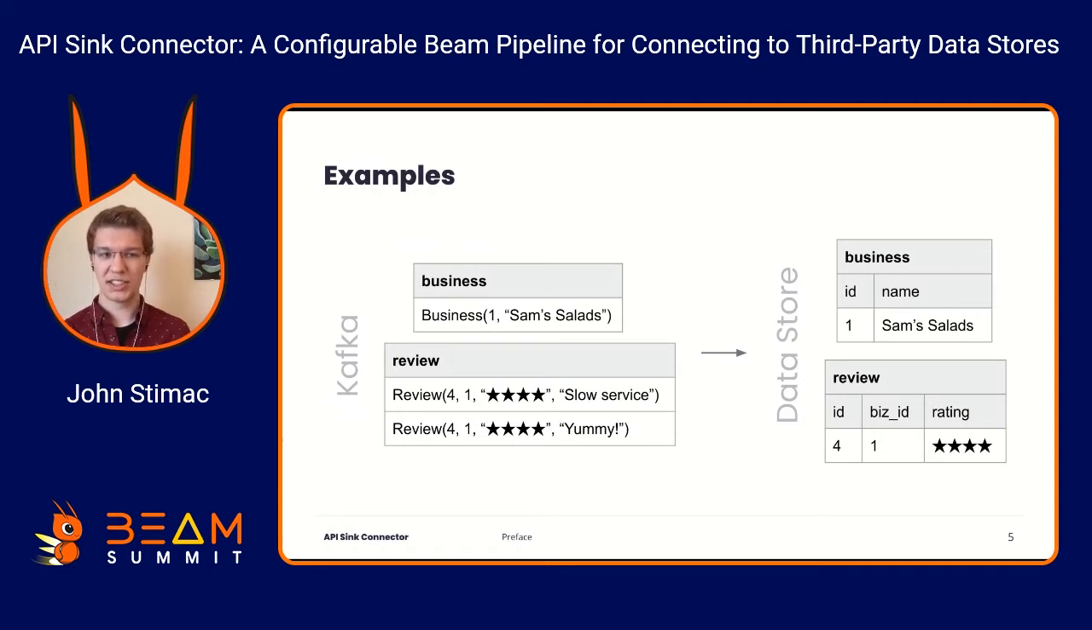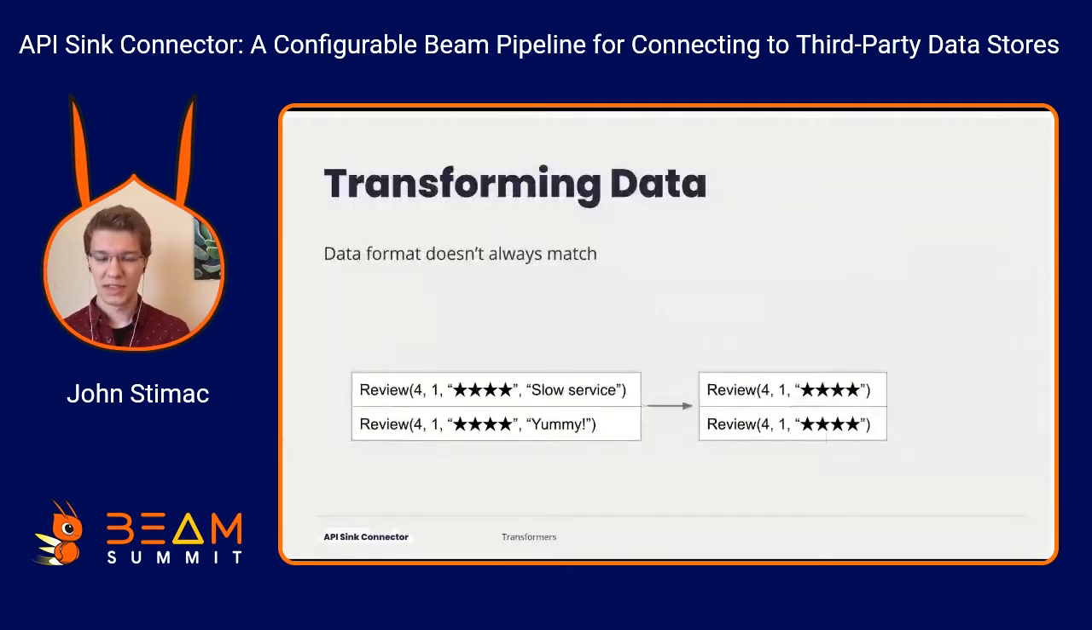So the first challenge is transforming the data. Basically, the data formats don't always match. So here we can see, for example, that our reviews in Kafka on the left have this review text field that we don't actually need in our data store. So the developers who are moving this data want to remove that field.